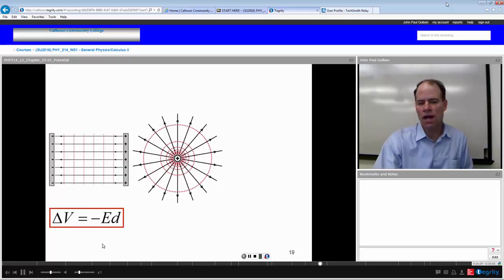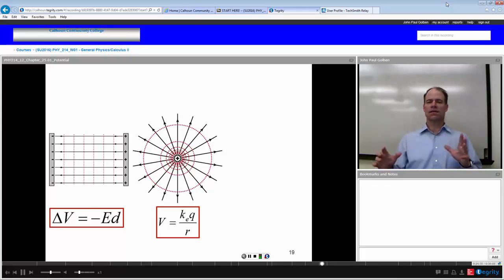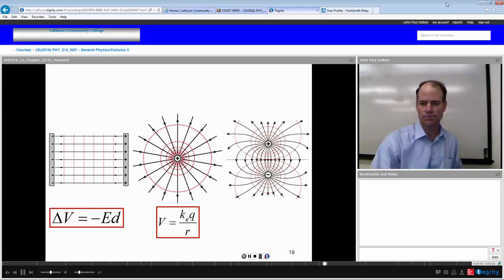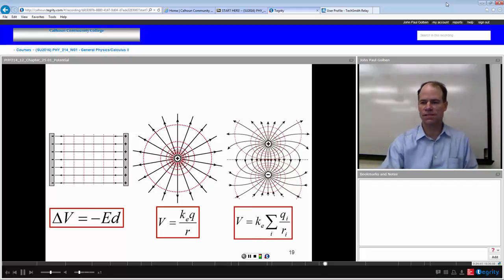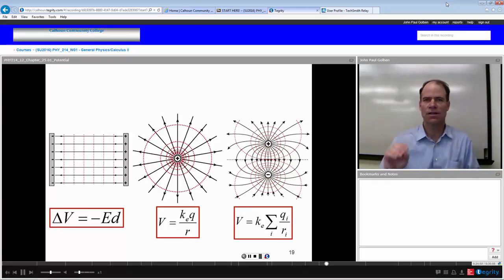So for a constant field, we have the change in potential is negative E times d. For a point charge, it's not constant. It's kQ over r, and so it goes down as your distance from the point charge increases. Much more intense as you get close, and then drops off with distance. But it's a scalar value. If we had a system of charges, we just add up all these scalar values at any particular point, and that gives us the potential at that point.